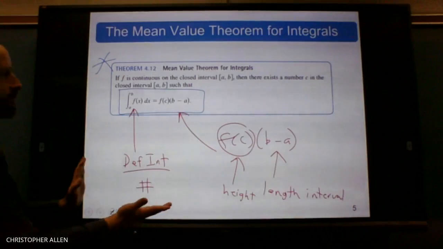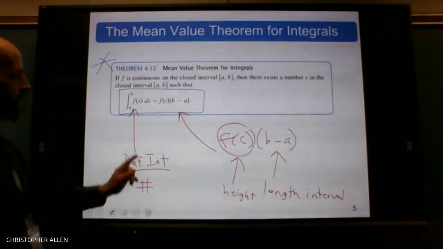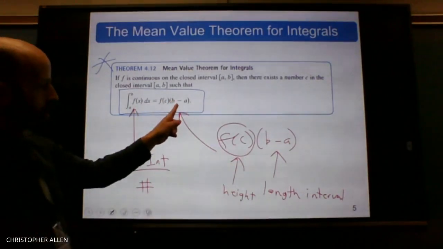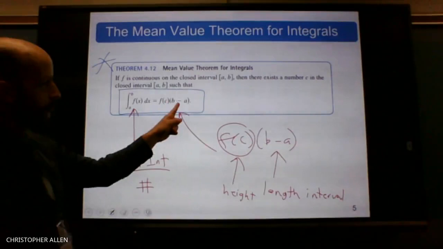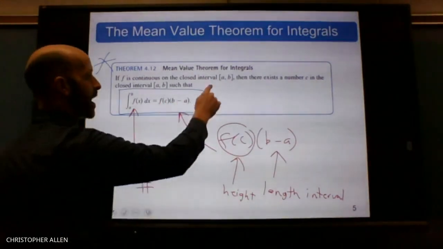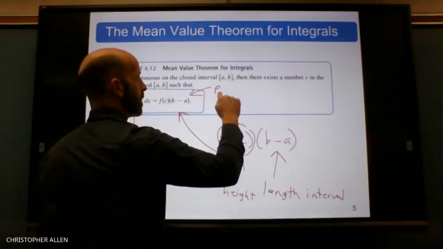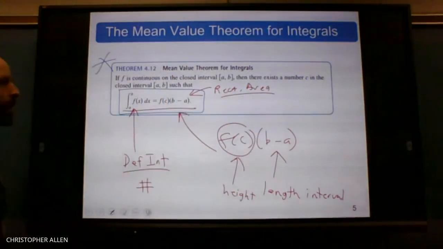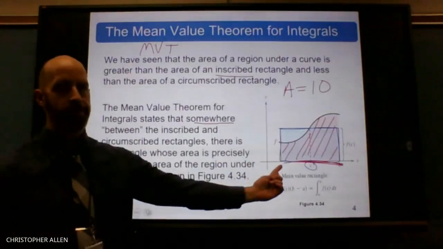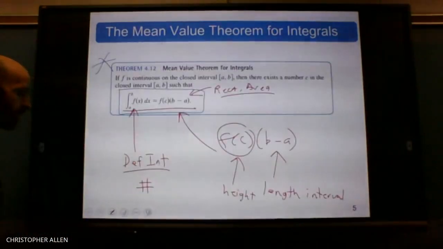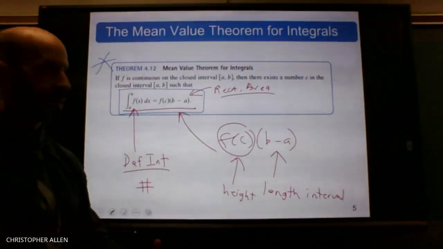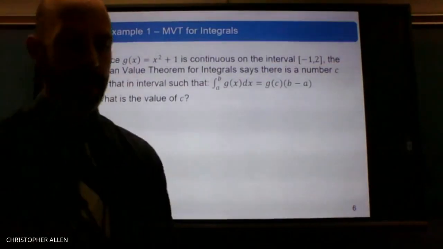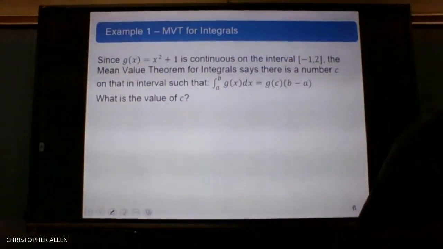So again, here's what the mean value theorem for integrals says. The exact area under the curve is equal to the base times the height. That's the area of a rectangle. Let's say rectangle area. Okay, so here it is symbolically. Here it is in picture form. Now, usually these theorems seem very underwhelming when you look at them. It's when you actually start working them out that things get interesting. So let's look at our first example.